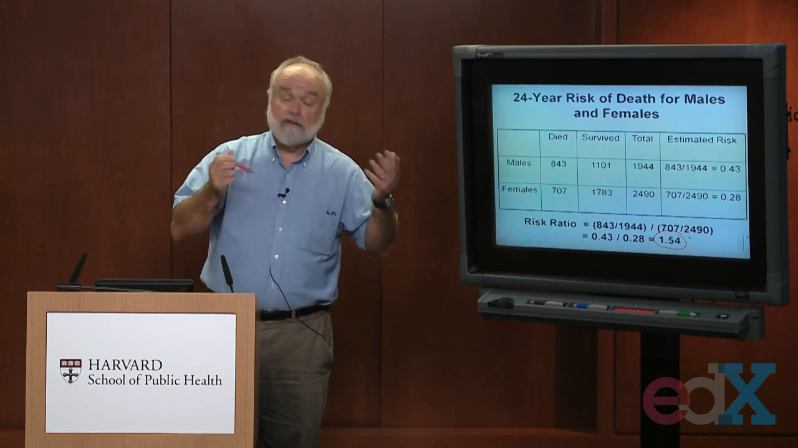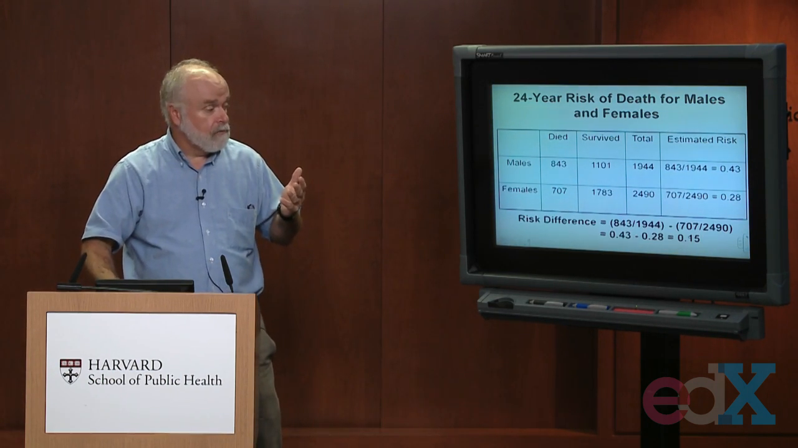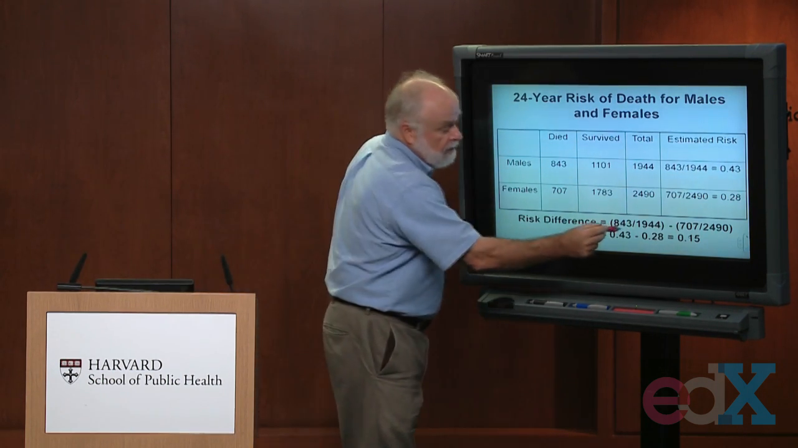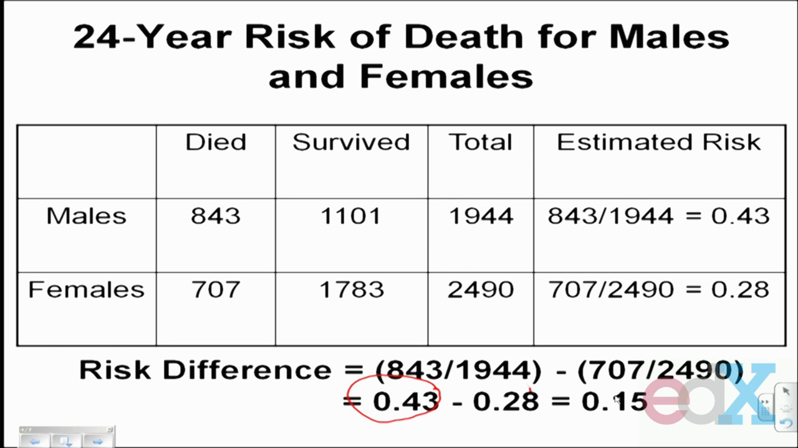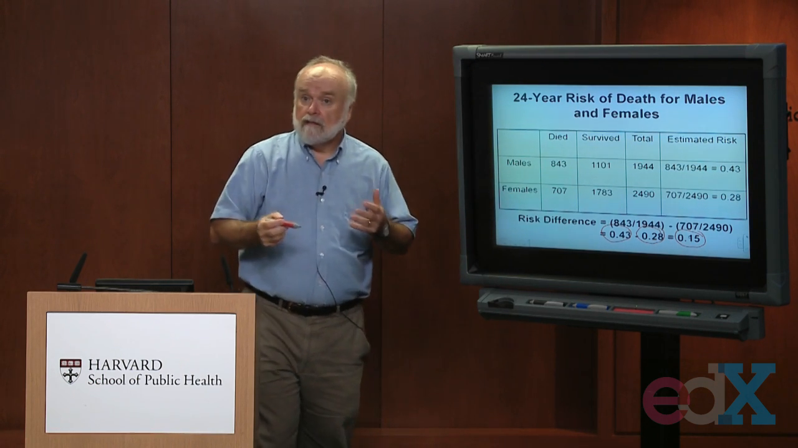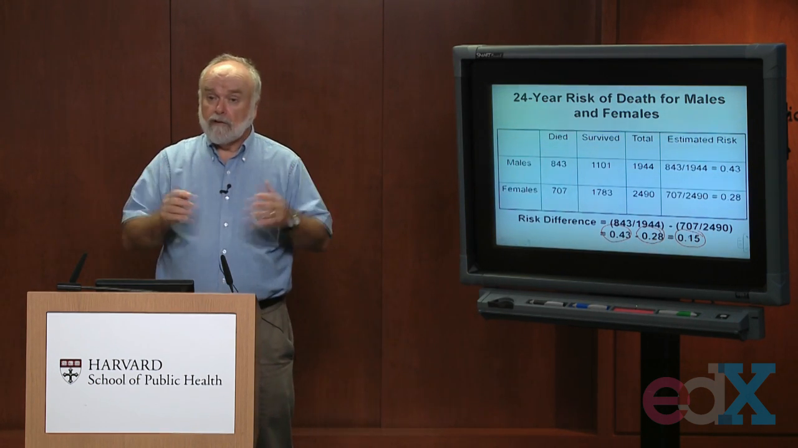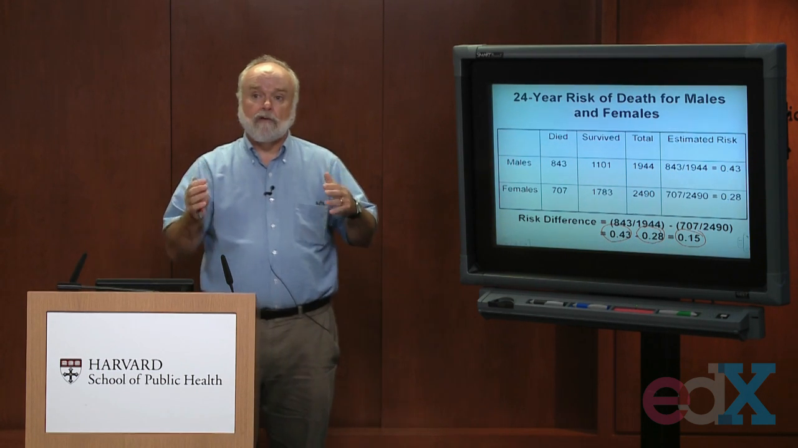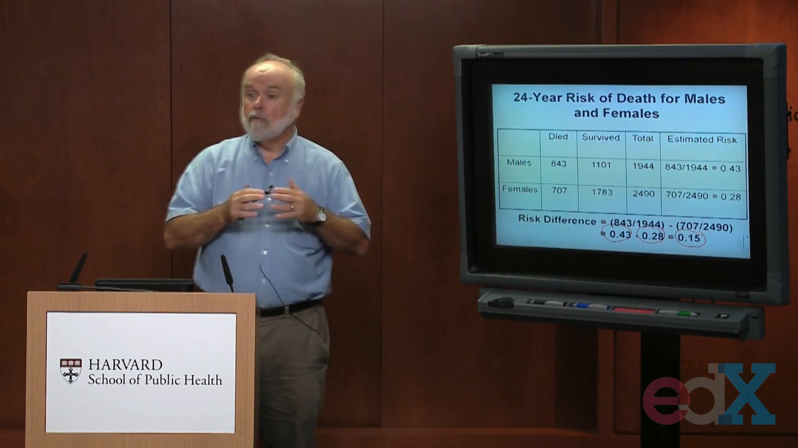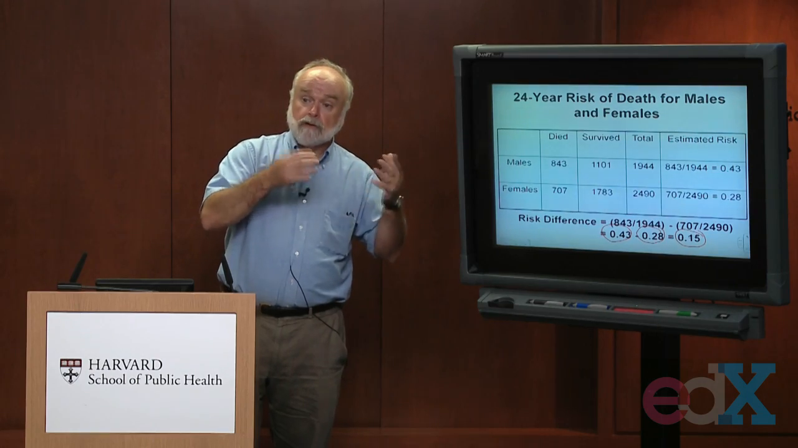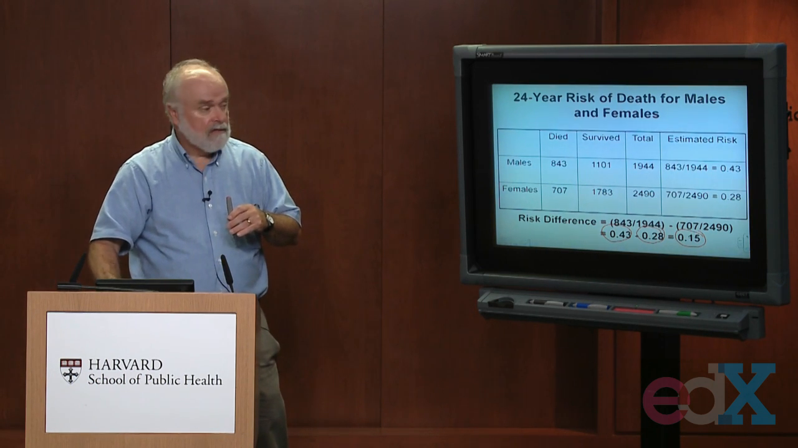Now we can measure the difference in those risks. We could calculate a risk difference. We could subtract the 43% risk that the men had, and from that we could subtract the 28% risk that the women had, and get a risk difference now of 15%. How we interpret that is that a male's risk of dying during 24 years of follow-up is 15 percentage points higher, greater than that of a woman. We have to add 15 percentage points to the 28% risk women have to obtain the 43% risk that the men have. So that's how you'd measure risk difference in this case.